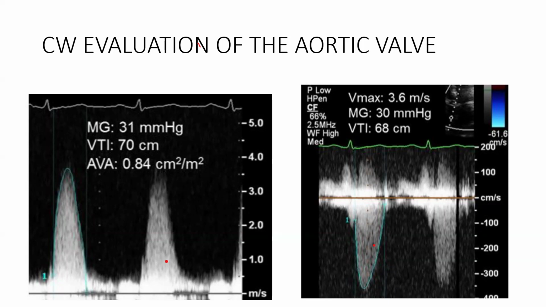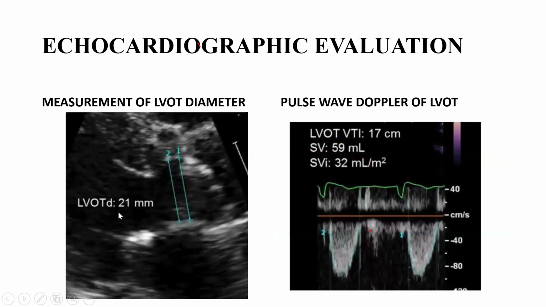But despite the EF being preserved, this patient still is not generating adequate stroke volume across the LVOT. And your stroke volume is what? 32 mL per meter squared. So if your EF is normal, why are you still not able to generate adequate stroke volume across the LVOT? That's what makes it paradoxical: your EF is normal, but you are still unable to generate enough gradient across the LVOT, and your stroke volume index is low. The stroke volume index cutoff is 35. So if your EF is good, you should be able to generate a good stroke volume.